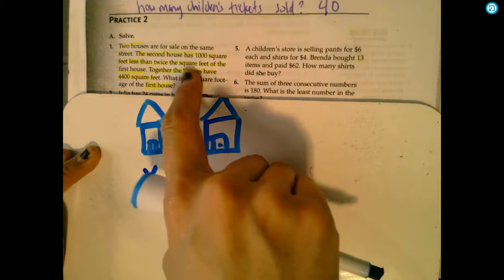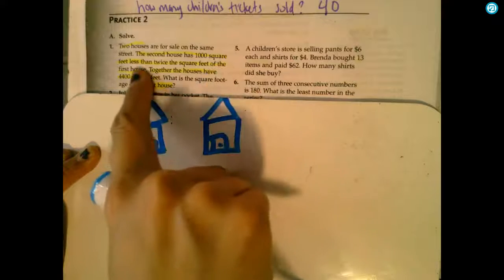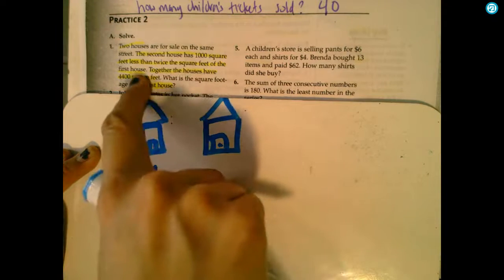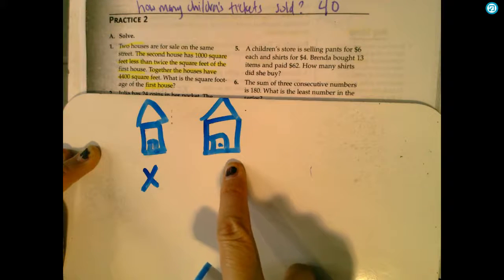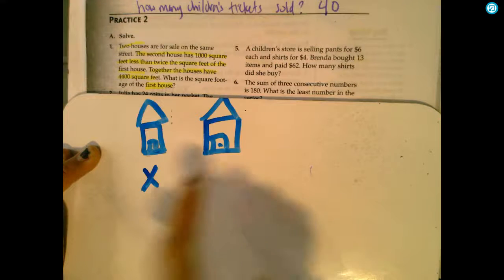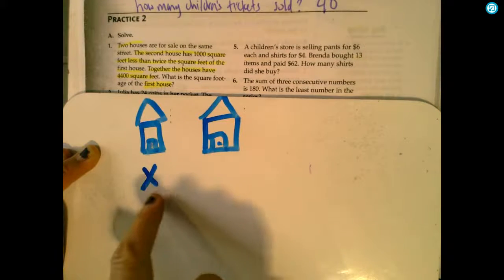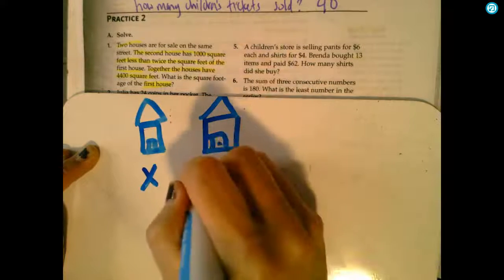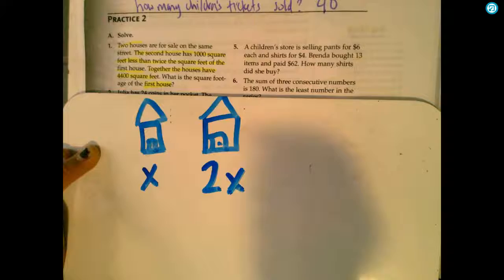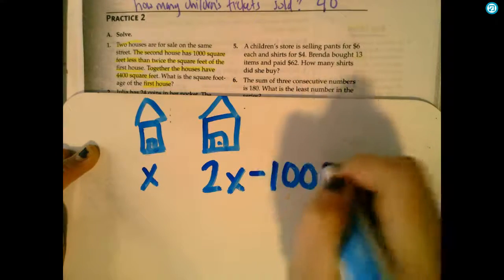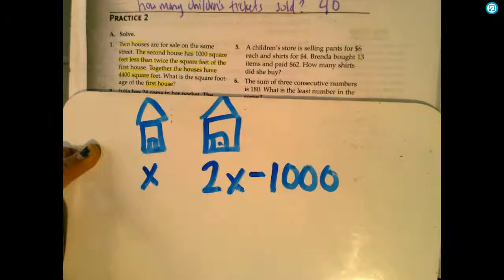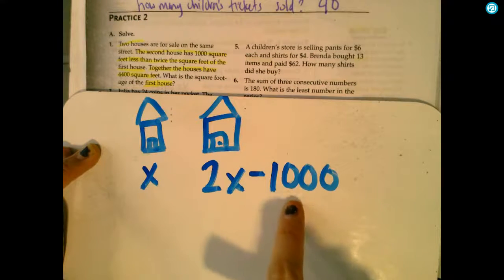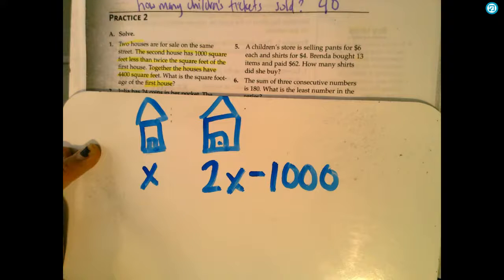The second house, we know more about it. It has 1,000 square feet less than twice the square feet of the first house. So whatever X is, this one's twice as big, but then you have to subtract 1,000. So if the second house is twice as big as the first house, the second house is going to be 2x, but we have to take away 1,000 because it was 1,000 less than twice the square feet. So 1,000 less means subtract from the twice as much.